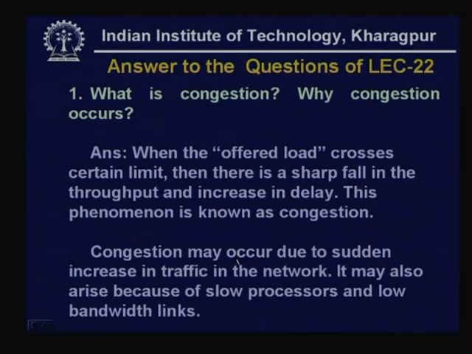Now, it is time to give you the answers to the questions of lecture number 22. First question was, what is congestion? Why does congestion occur? Answer is, when the offered load crosses a certain limit, then there is a sharp fall in the throughput and increase in delay. This phenomenon is known as congestion. We have already seen it is because of a sudden increase in the load that the congestion arises.